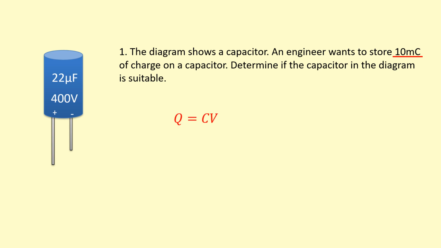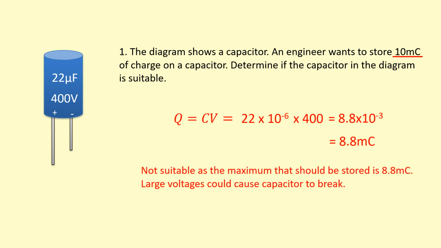Okay, so Q equals CV. So C, the capacitance in microfarads, I'm going to turn that into farads by multiplying by 10 to the power minus 6, and then multiply that by 400 volts to get a maximum charge I can store of 8.8 times 10 to the minus 3, which is 8.8 millicoulombs. So that means this capacitor isn't suitable. It won't be able to store enough charge. If we do try to apply more than 400 volts, it could break. So this is not a suitable capacitor. We need to give a conclusion like so.